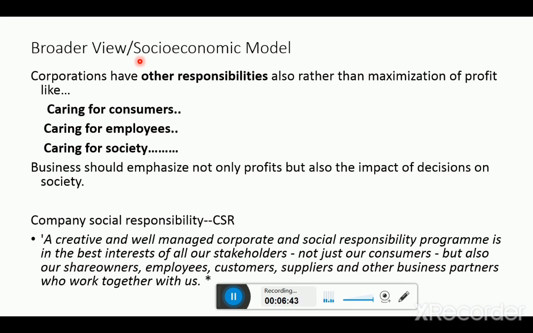Organization is an integral part of the society. So that is the broader view of the socio-economic model. Now let's look at the other view. Corporations have other responsibilities also, rather than maximizing profit, like caring for customers, caring for employees and society. So simply, the view is that business should emphasize not only profits but also the impact of decisions on the society.